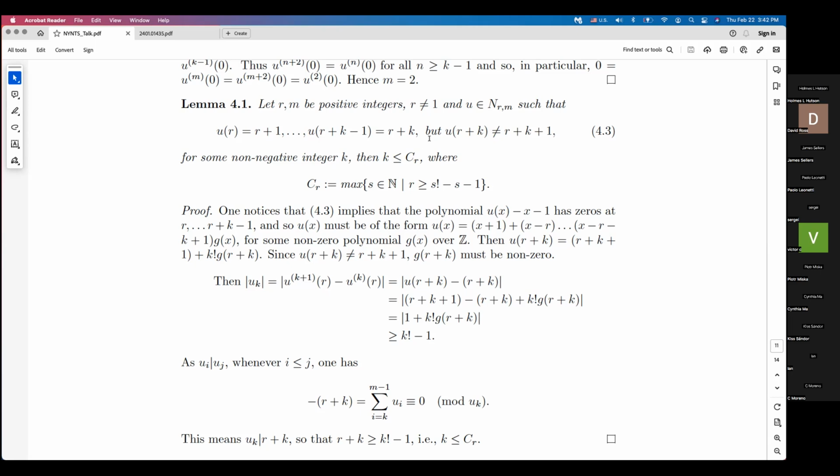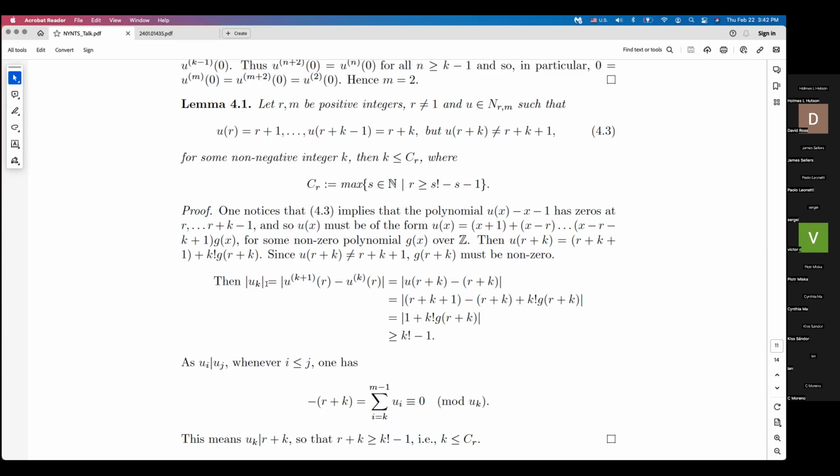If you have this sequence of equalities, then if you consider this polynomial u(x) minus x minus 1, then this has all of these zeros. So we know sort of how it looks. It must look like x plus 1 plus all of these things times some non-zero polynomial g(x). Because of this, g(x) has to be non-zero. And what is u of r plus k? That's that.